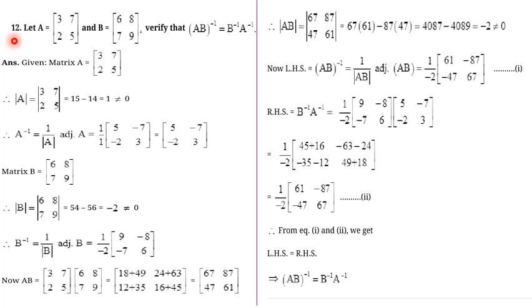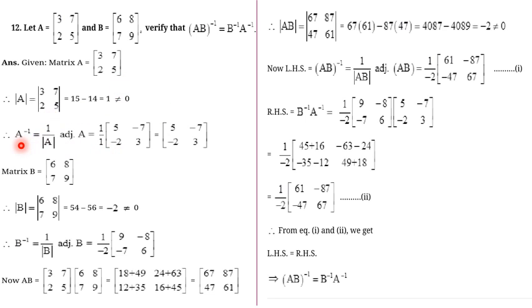Then question number 12: let A be the matrix 3, 7, 2, 5 and B be 6, 8, 7, 9, and verify that (AB) inverse equals B inverse into A inverse. Now this inverse you can find using the adjoint method. So matrix A is here. We have to first find (AB) inverse. For this we should know that their inverses exist.